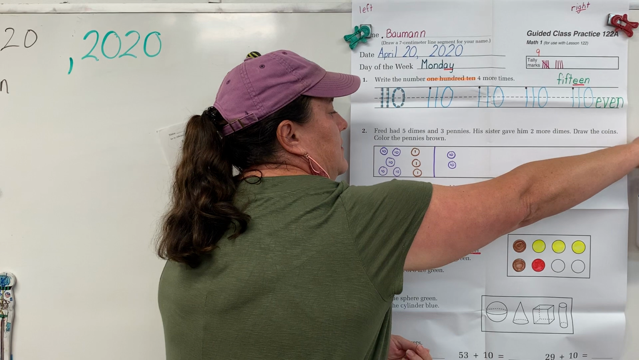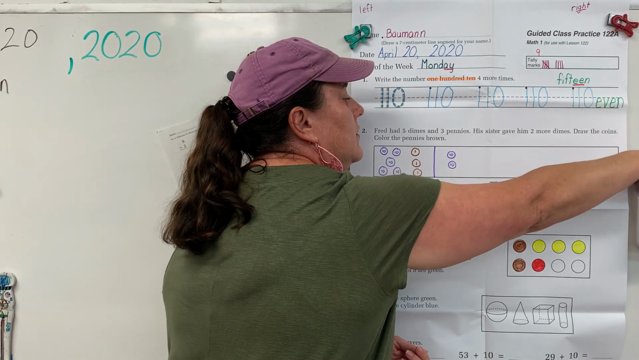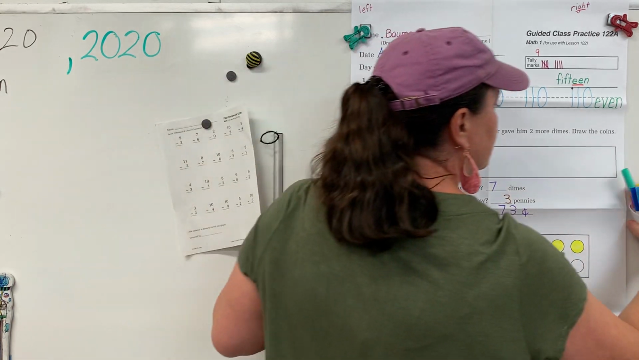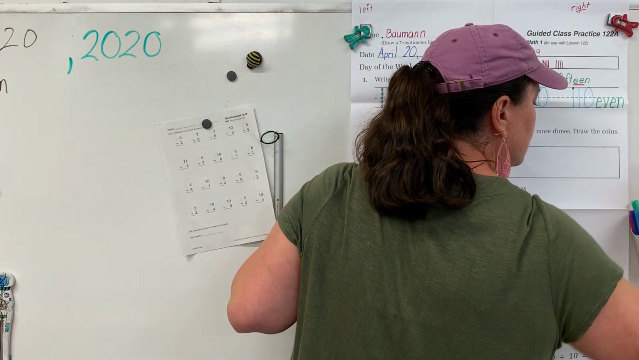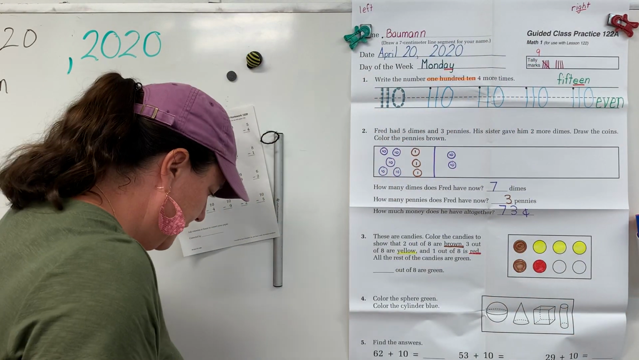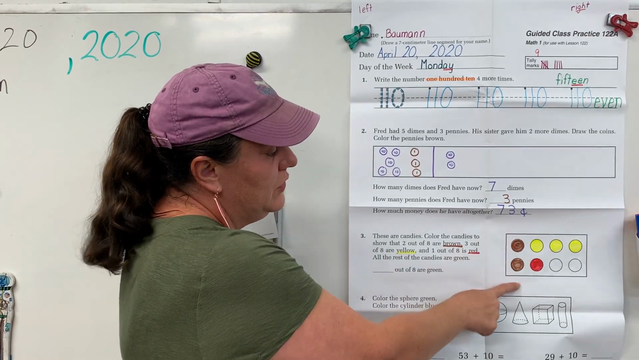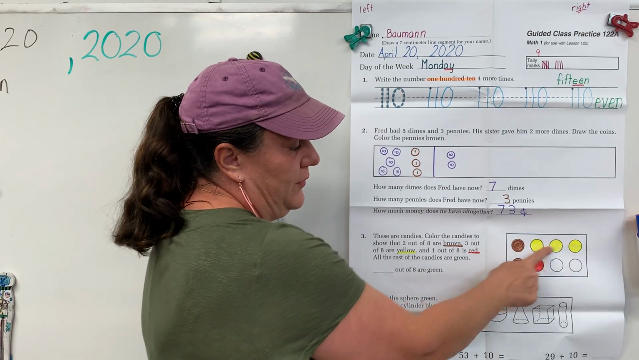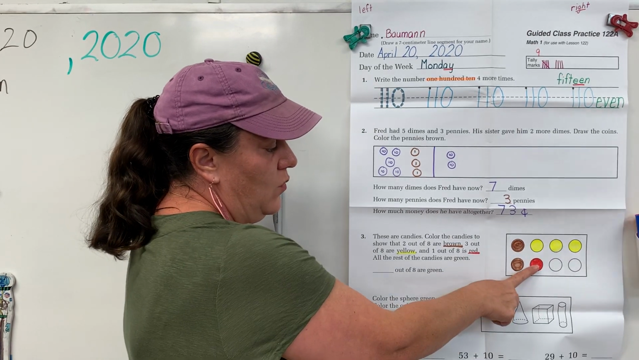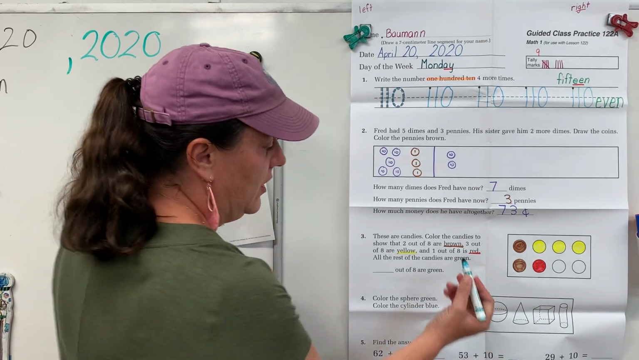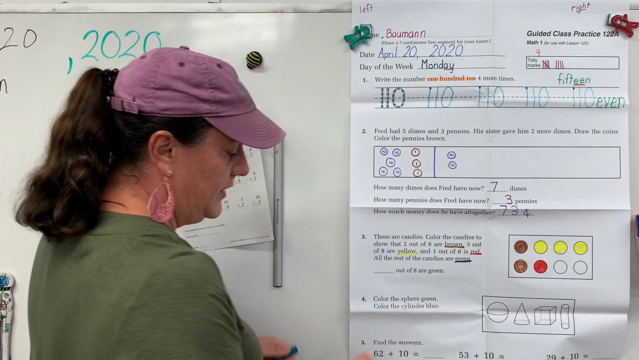All right, so, can't find my green. This will work. Okay, so 2 out of 8 are brown, 3 out of 8 are yellow, 1 out of 8 is red. The rest of the candies are green, so we're going to color them green.